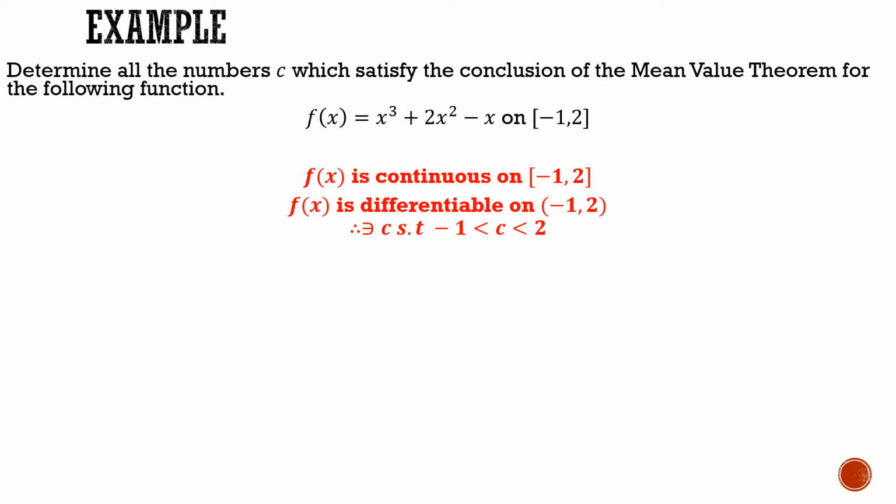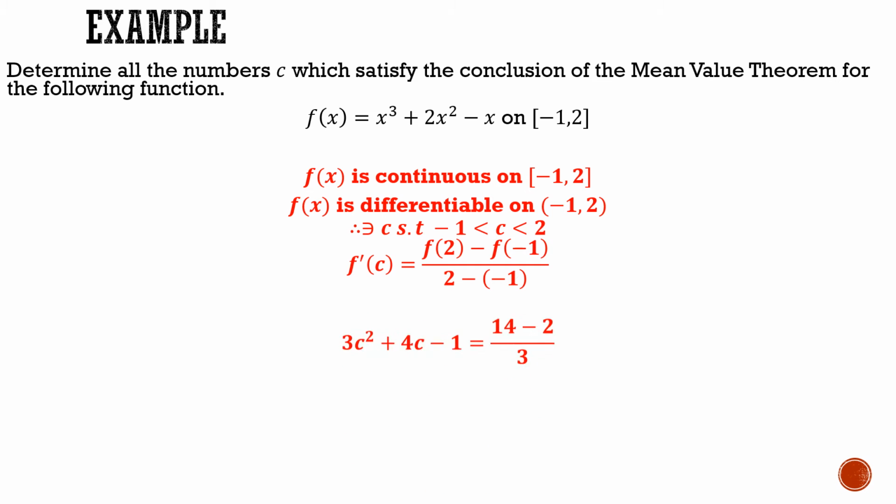All right, so because it's continuous, because it's differentiable, I know there has to exist some c between -1 and 2, and I know that the derivative at c has to equal the slope from -1 to 2. So f prime of c must equal f of 2 minus f of -1 over 2 minus -1. Now, first finding the derivative of my function at c, I get 3c squared plus 4c minus 1. And then finding f of 2 and f of -1 for my slope side, or my right side of the equation, I get 14 minus 2 over 3.